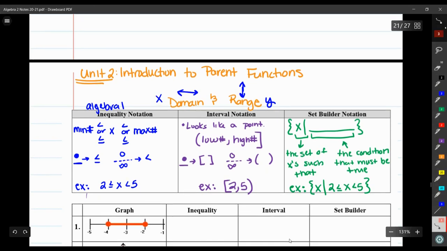So this would read the set of x's such that 2 is less than or equal to x, which is less than 5. So if you have an x value that does not fit inside this condition, it is not in the set of these x's. That's basically what this means. This is a more mathematically correct way to use interval notation. These two are very closely related.